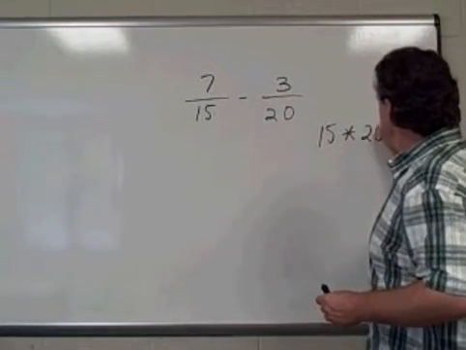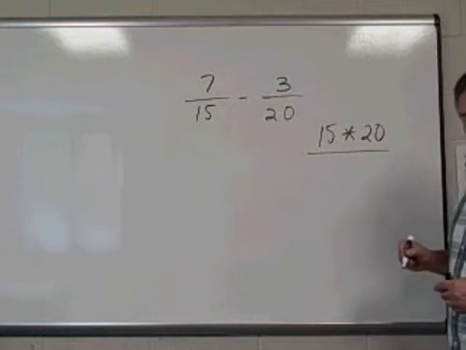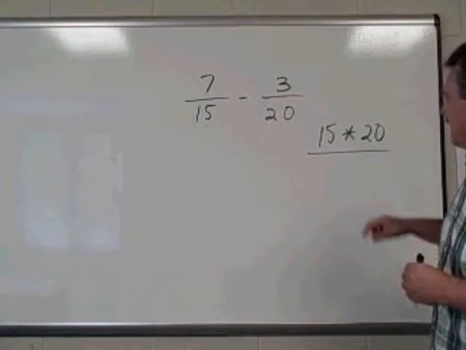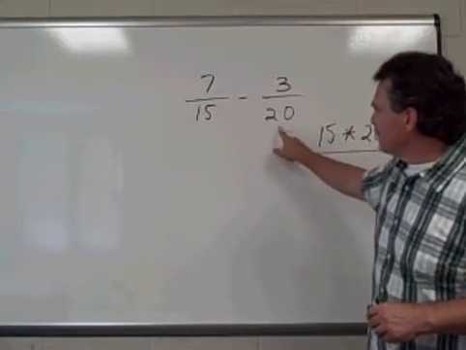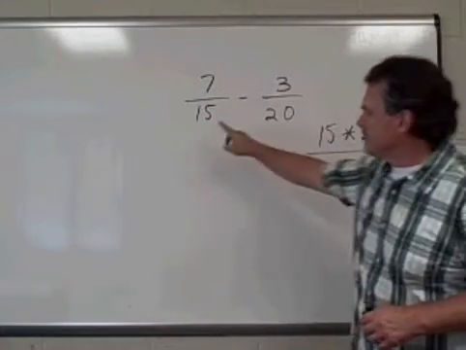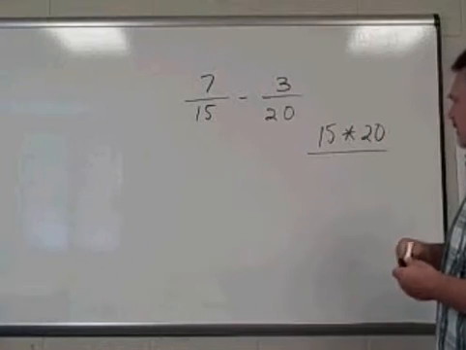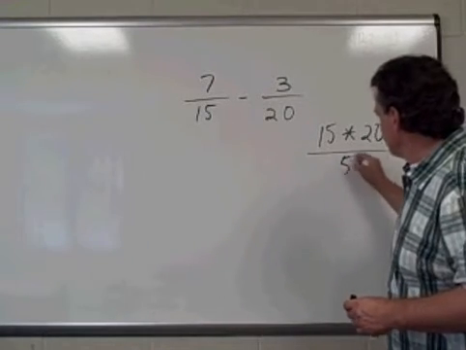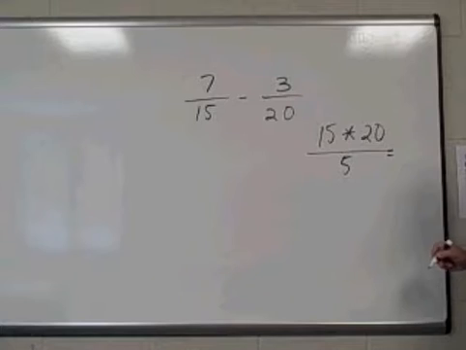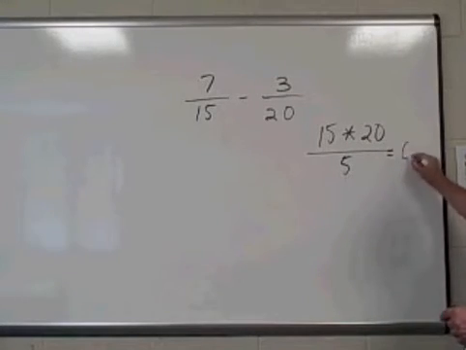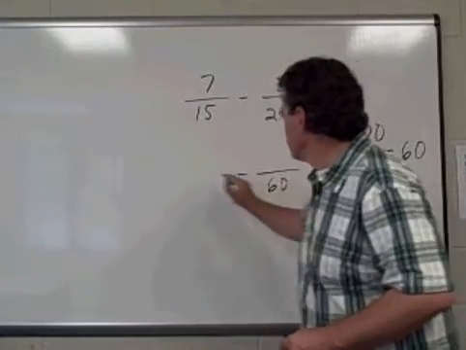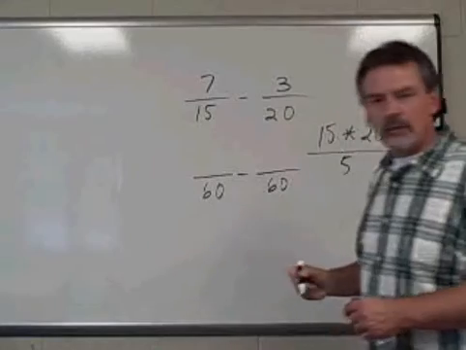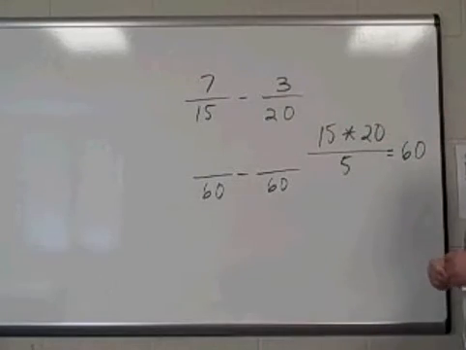We said we were going to multiply the denominators that were there, and then we're going to divide that answer by the greatest common factor. What's the largest factor that 15 and 20 share? And that largest factor that they share is 5. 15 times 20 gives us 300. 300 divided by 5 gives us 60. So the common denominator that we want to use in this subtraction problem would be 60.